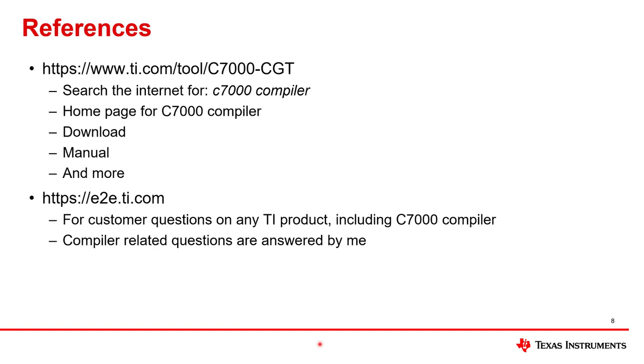I want to close this video with two references. The first one is to this long web address here. If you don't want to type that in, I can understand. I recommend that instead you search the internet for the term C7000 compiler. I've tried that search with a few different search engines. I always got this web address as the first result. However you get there, you're at the home page for the C7000 compiler. It's where you can download the compiler, access the manual, and more details like that.